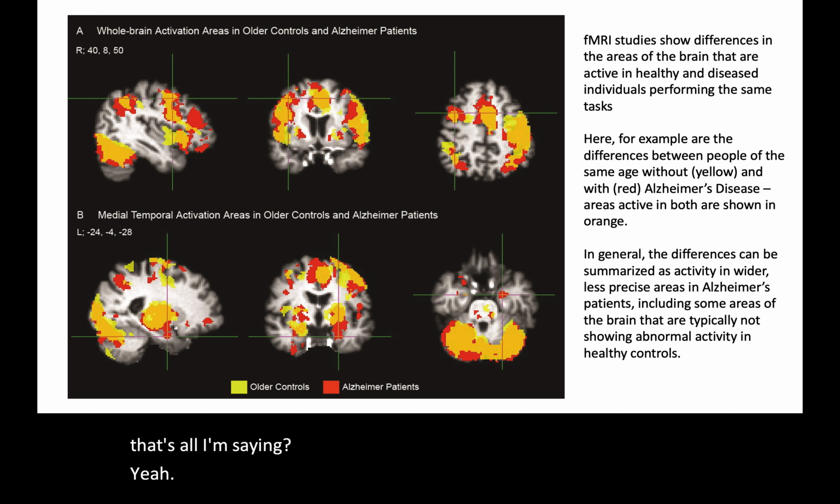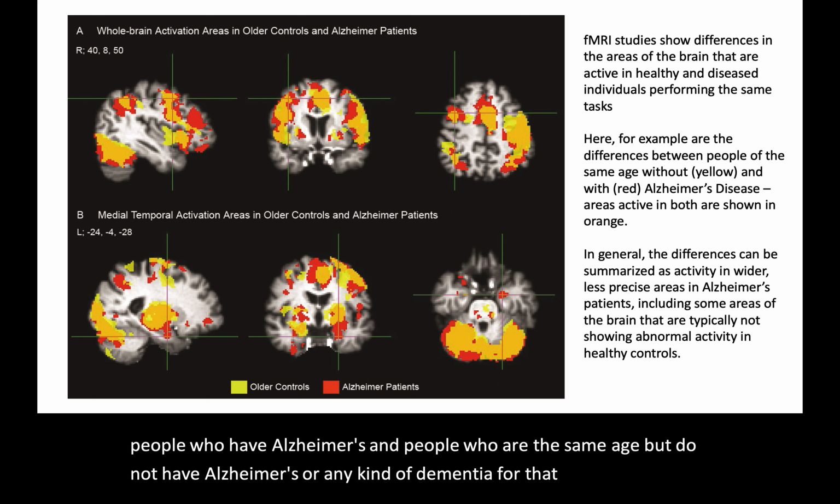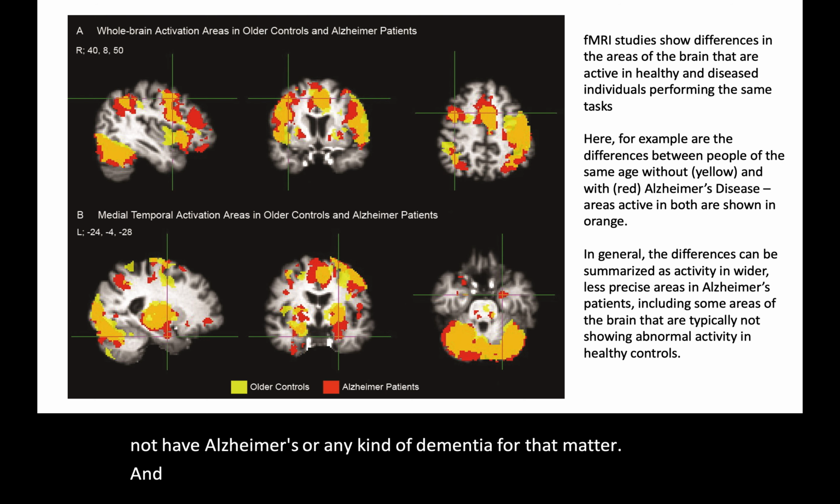So in this study, they did fMRI, and they're showing different areas of the brain or different sort of views of the brain. And what they were comparing was looking for differences between people who have Alzheimer's and people who are the same age but do not have Alzheimer's or any kind of dementia for that matter. And so these are the differences between people.